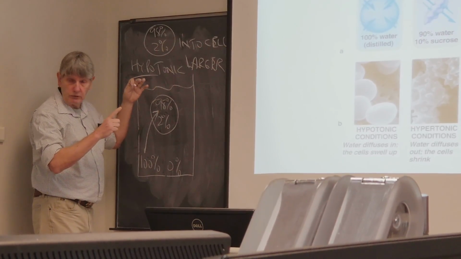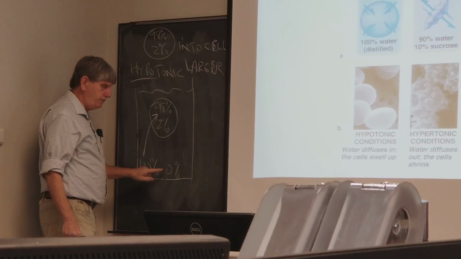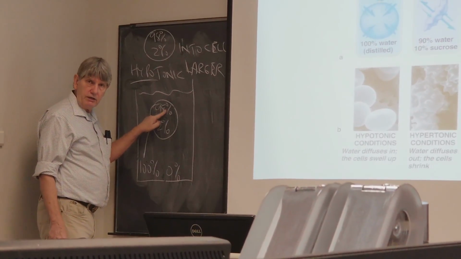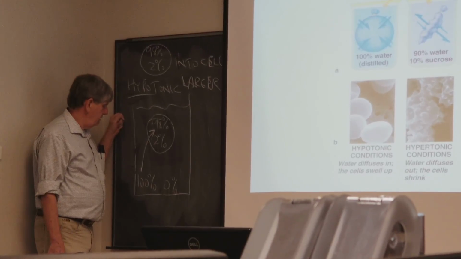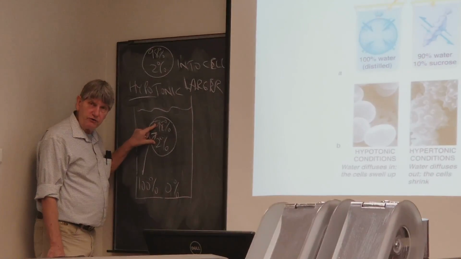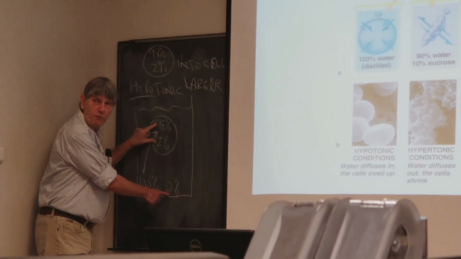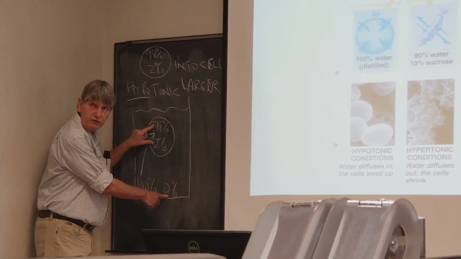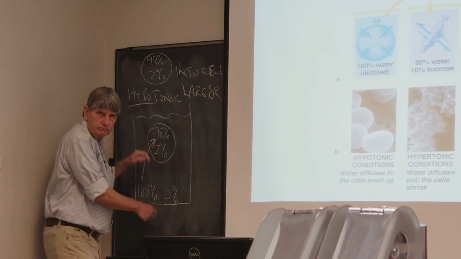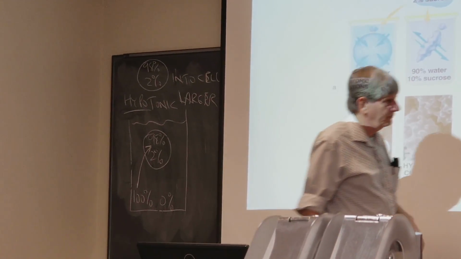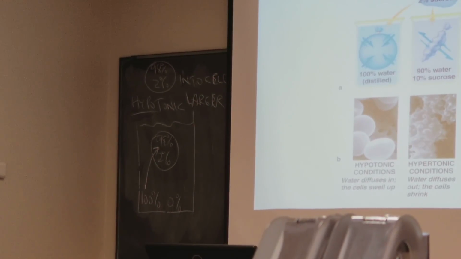All right? And again, hypo means fewer solutes out here than in here. We could change this to say 98 to 2% in the cell still would make this 99 and 1%. 1% still would make it hypo because it's less than 2, right? Okay. All right, second condition.